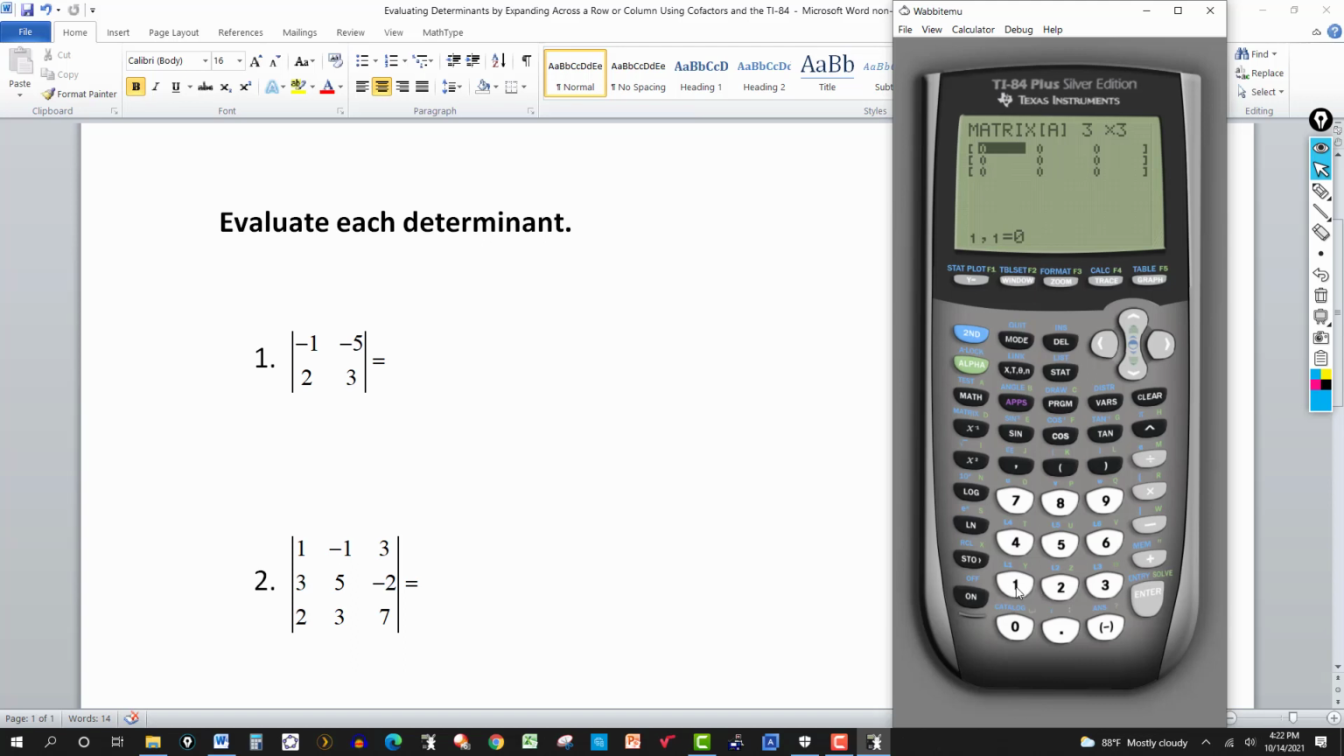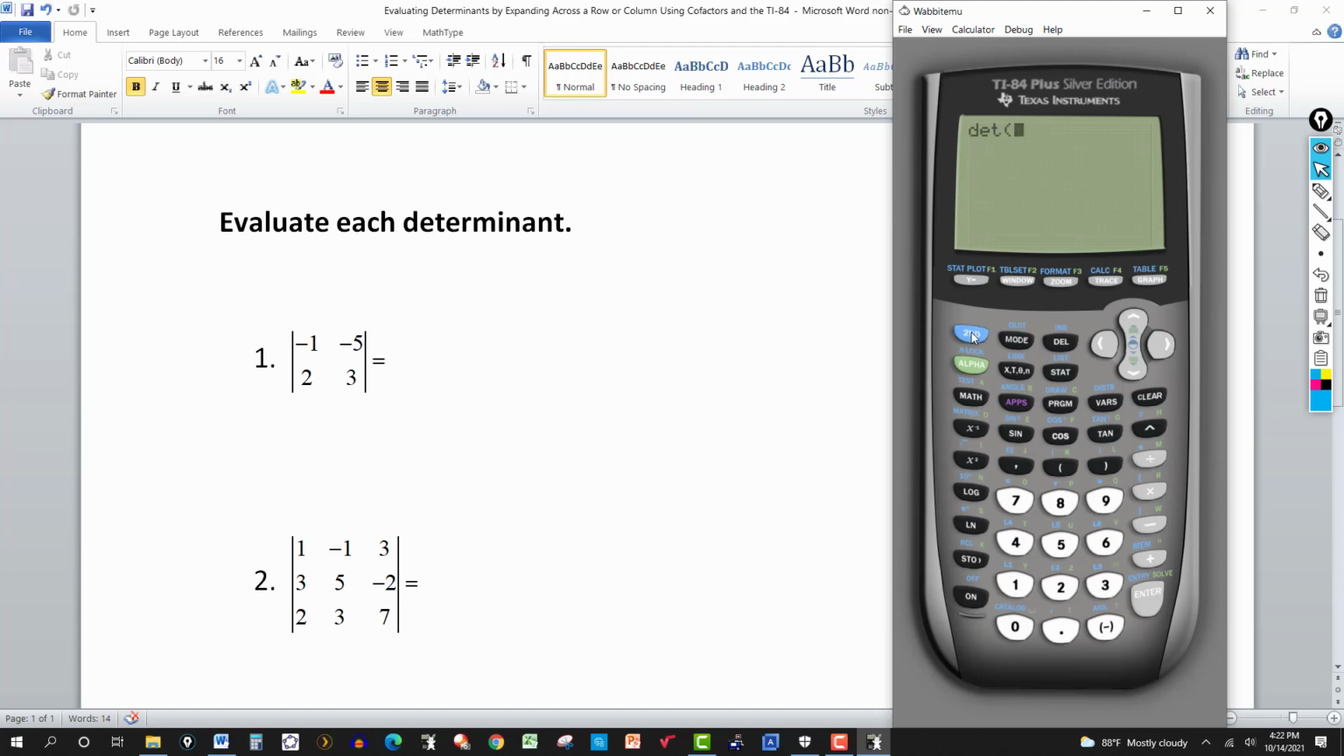The components are: the first row 1, enter, -1, enter, and 3, enter. The second row, 3, enter, 5, enter, -2, enter. And the third row, 2, enter, 3, enter, and 7, enter. Now we can close this and go back to the matrix menu. I want math and I want determinant. That's number 1, so hit enter.